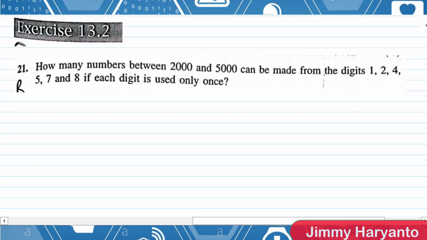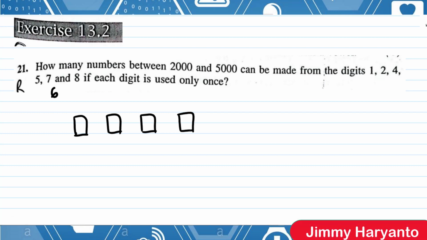21. How many numbers between 2000 and 5000 can be made from the digits 1, 2, 3, 4, 5, 6? Yeah, we have 6 digits right here. If each digit is only used once. Okay, between 2000 and 5000, yeah. So we have 4 digits for the numbers that we can make, yeah. So 1, 2, 3, 4, first digit. Okay, good. Next is the restriction. The restriction is this one, between 2000 and 5000.